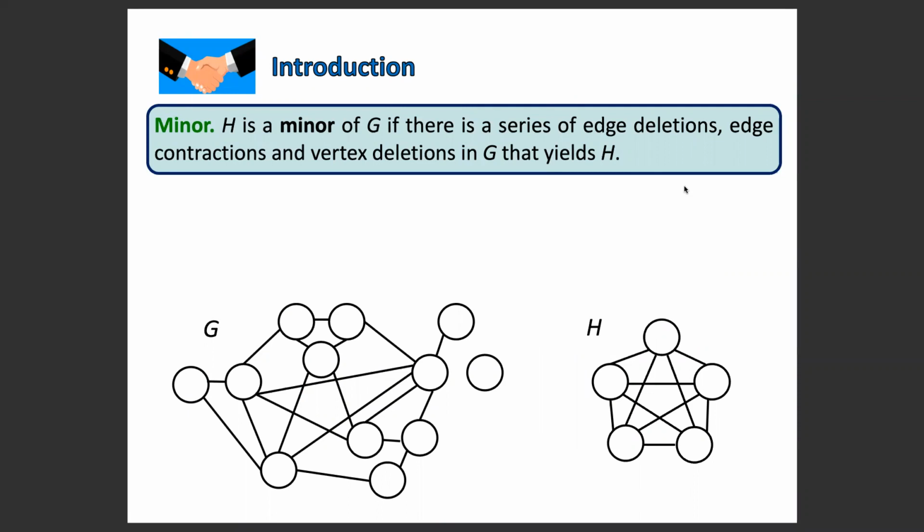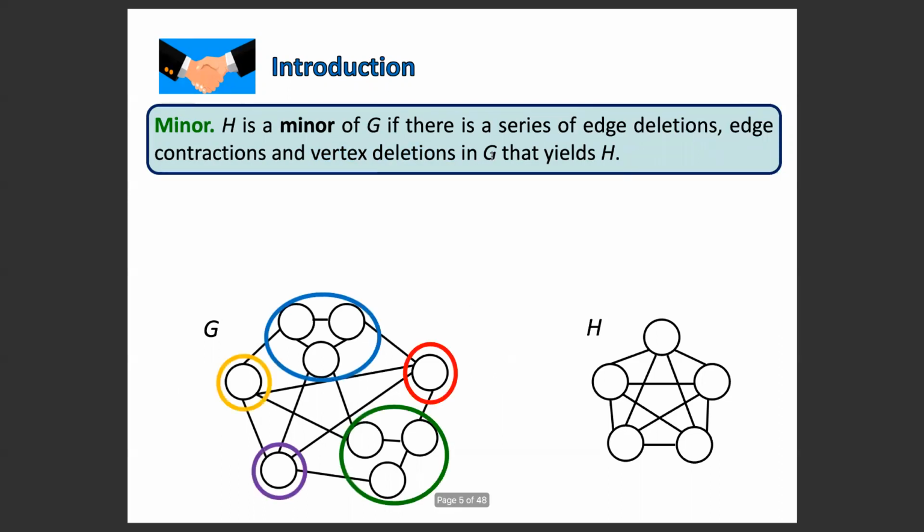We say that a graph H is a minor of a graph G if there is a series of operations that we can perform in G in order to obtain H. These operations include edge deletions, edge contractions, and vertex deletions. Let's see this in this example. First we are going to delete some vertices and edges in G, so we obtain the following graph.